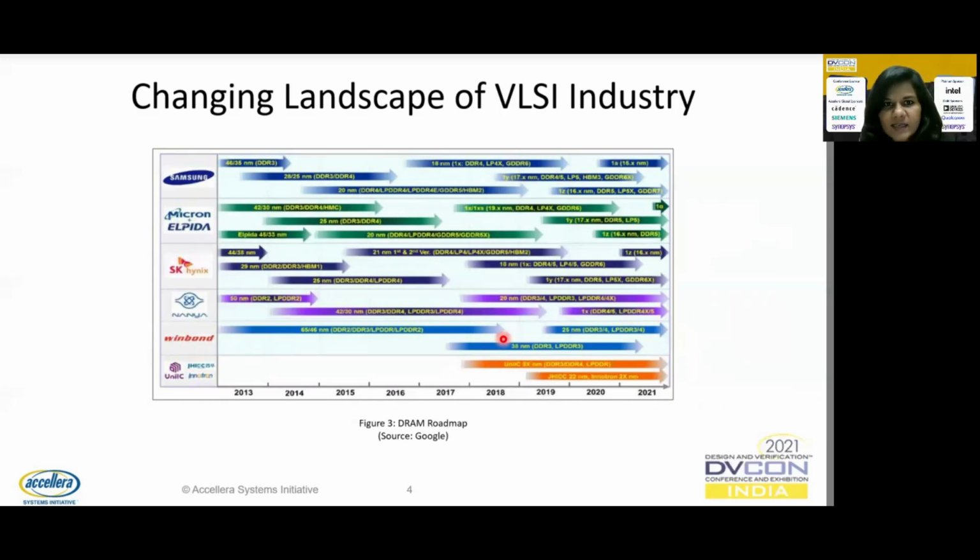The second is the mobile DDR. The popular standard in this category is the LPDDR4. And the third is the graphics DDR. HBM and GDDR are the popular standards in this particular category.